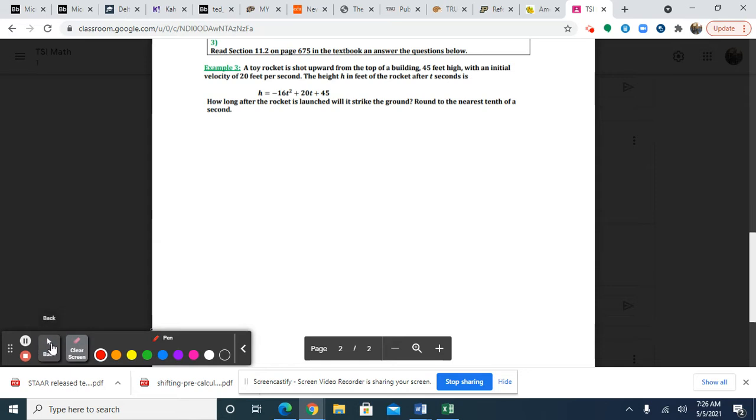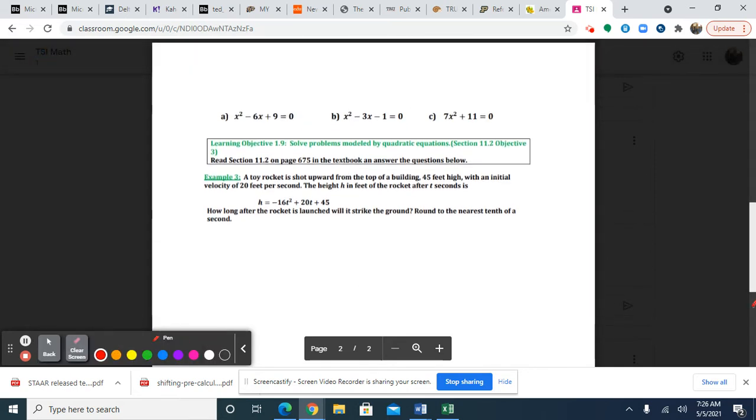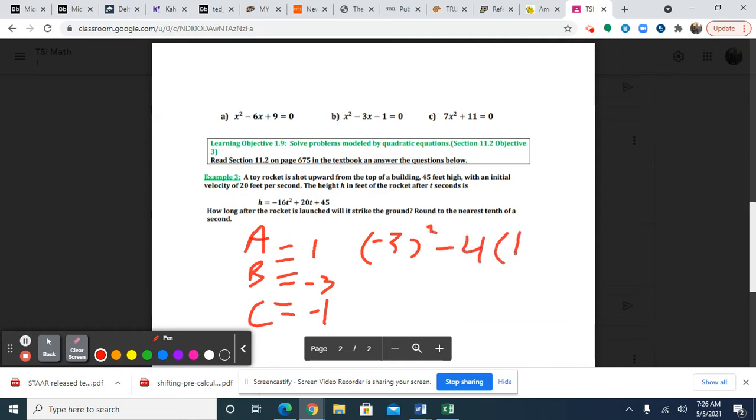Okay, so let's go back to example B. Our A, our B, and our C. We have 1, -3, and -1. So -3 squared minus 4 times 1 times -1. So -3 squared would give us 9.